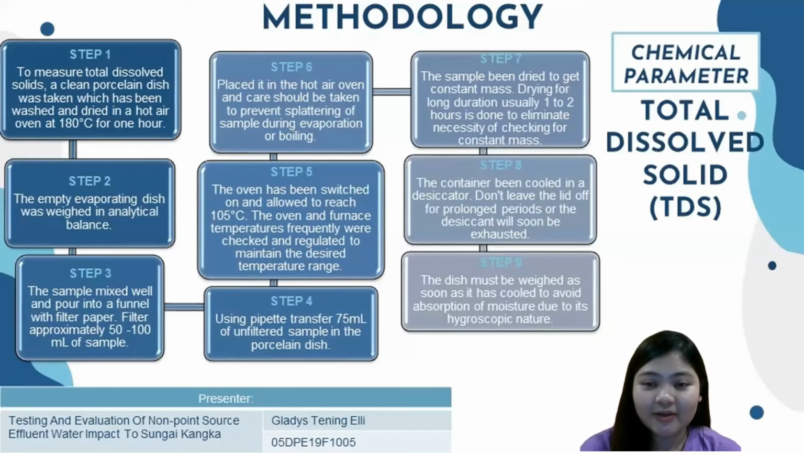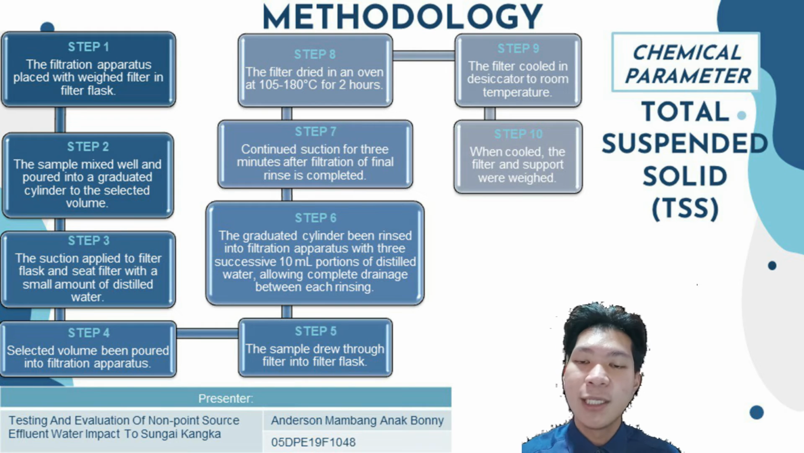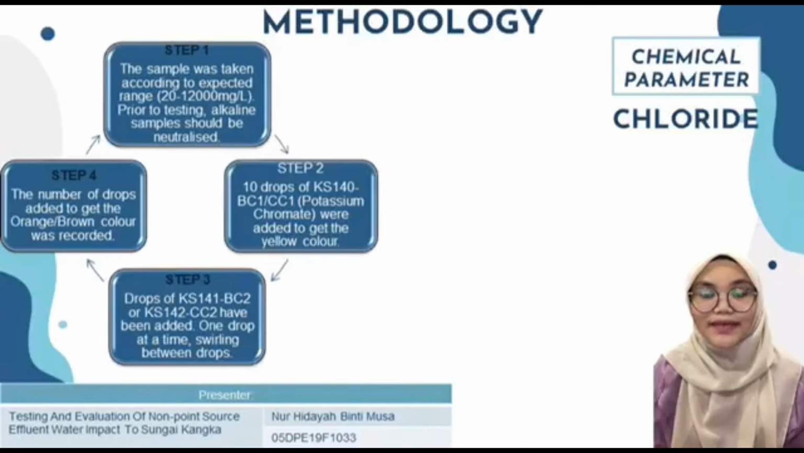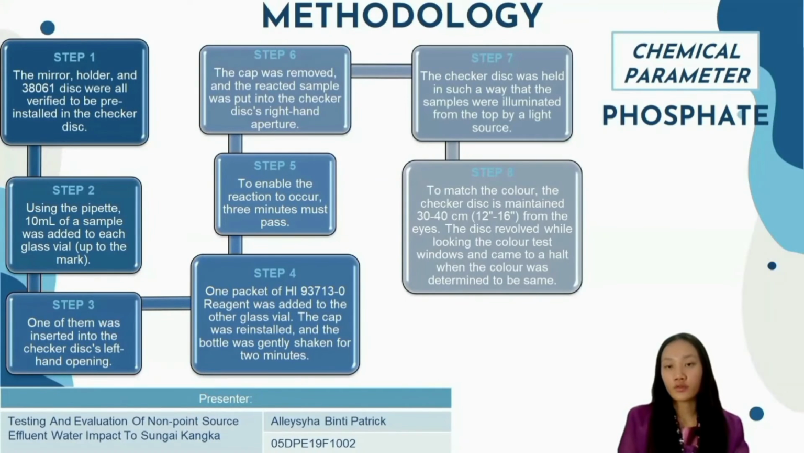Methodology for total dissolved solid, TDS, chemical parameter. There are 9 steps. For the total suspended solid, TSS, methodology, there are 10 steps for all of it. And this is the methodology for chloride. This flow shows the chemical parameter of phosphate methodology. A HANNA instrument phosphate test kit was used to determine the phosphate concentration in a water sample.